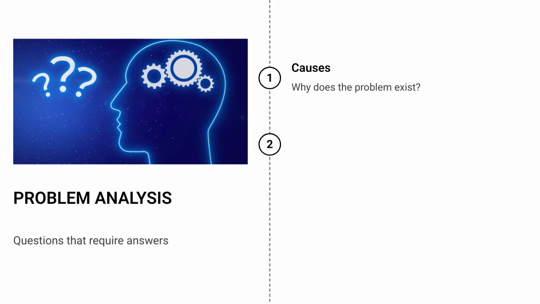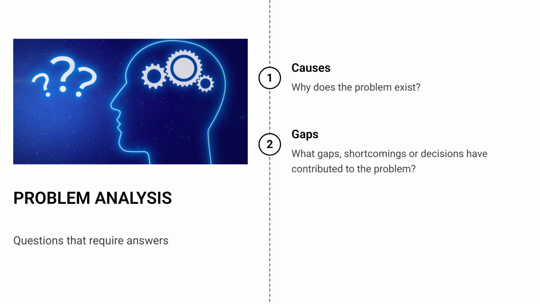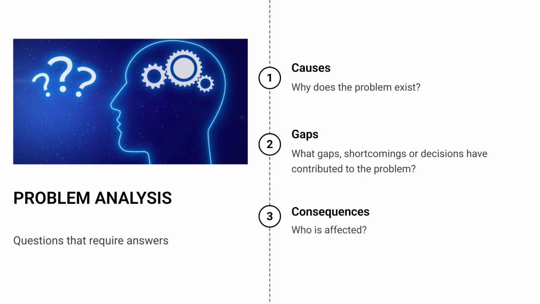Second, we must identify which gaps, shortcomings, or decisions have contributed to its emergence. We should also ask, what are the negative consequences of the problem and who is affected? What will happen if it is not solved? The analysis allows us to distinguish the superficial symptom from the underlying cause and to see the consequences in a systematic way.